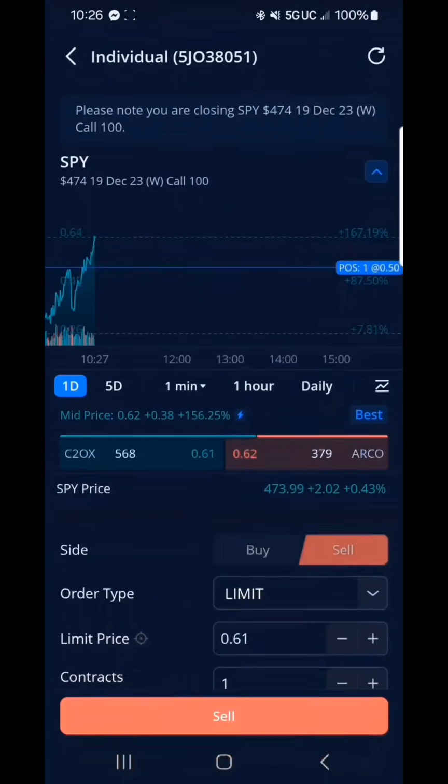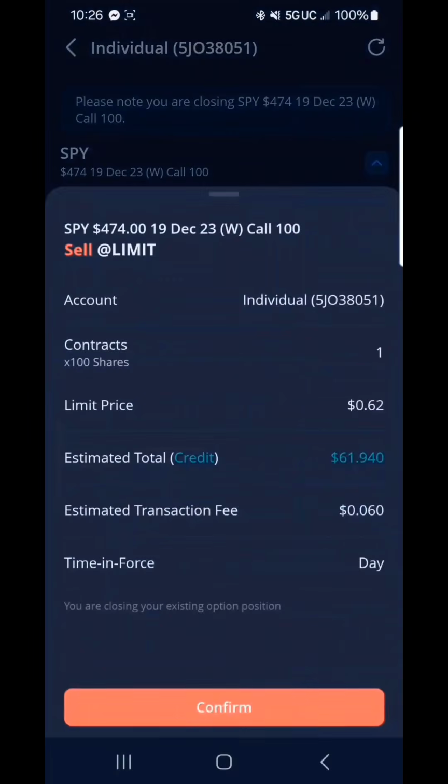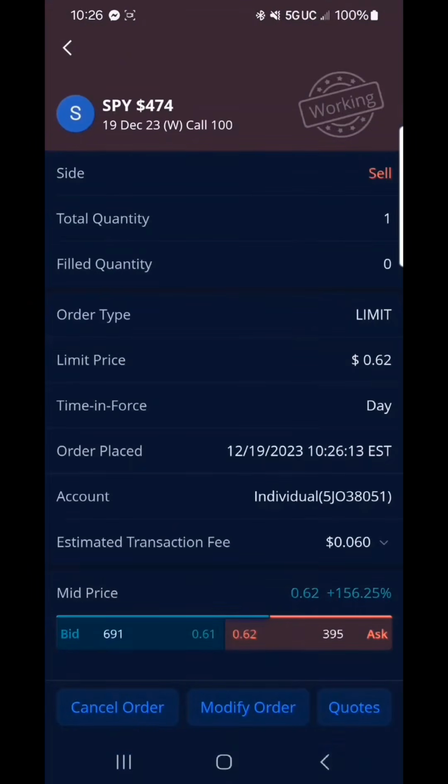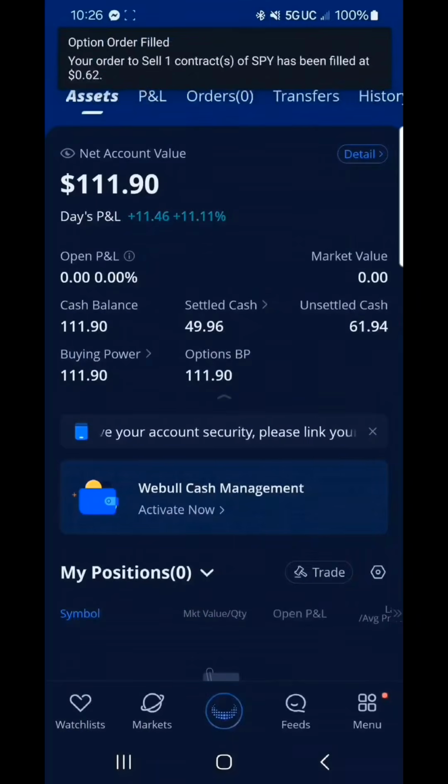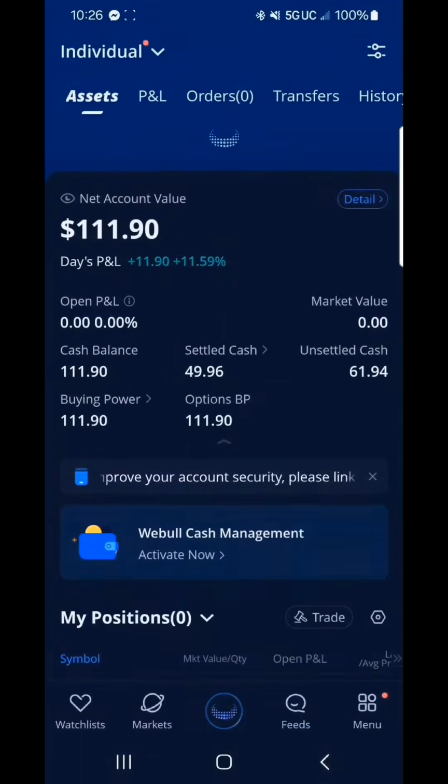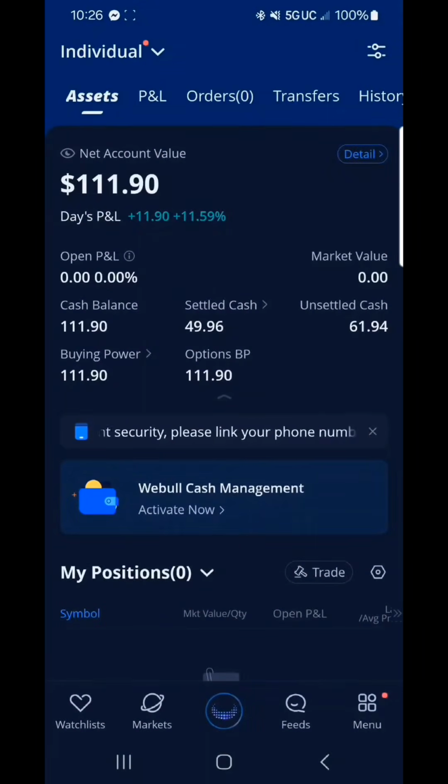62 is 23%, so I'm just going to take that. I'm going to take 62, lock in the 23%, and just be satisfied with that. So let me see if I can get filled on that. Boom, got filled. Okay, cool, so I ended up getting 23% on a contract, 12% on the account if you round, $12 if you round, and then that puts me at $112, like I said, if you round.